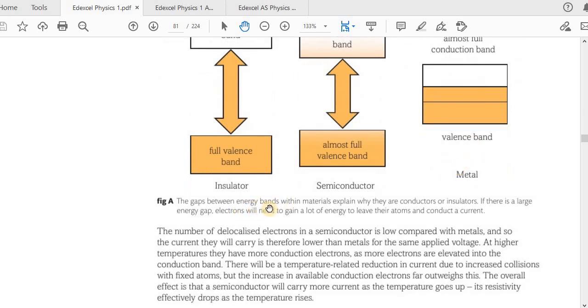The gaps between energy bands within materials explain why they are conductors or insulators. If there is a large energy gap, electrons will need to gain a lot of energy to leave their atoms and conduct a current.